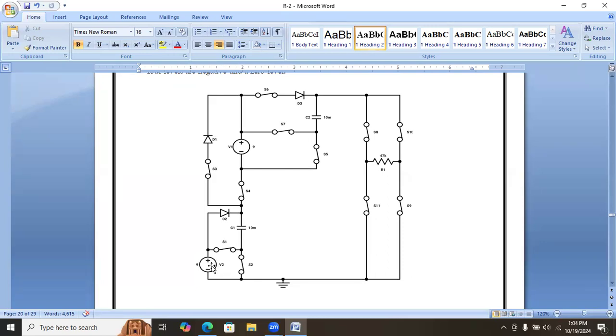Why? Because we are using switched capacitors. So these capacitors will also add in the levels. The capacitor voltages will be added in the levels, so the output voltage will be higher than the input voltage. Here we are using two sources and two switched capacitors. So when the number of sources and the number of capacitors are equal, the output will be 2 times the input voltage.